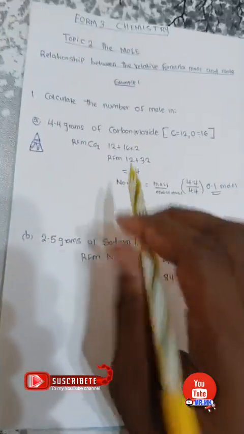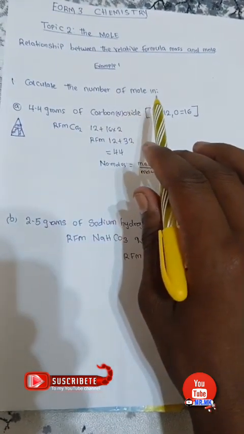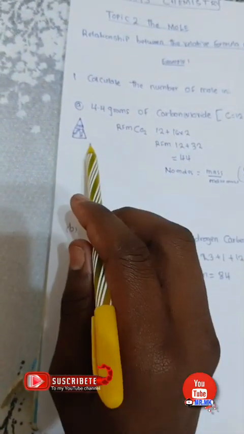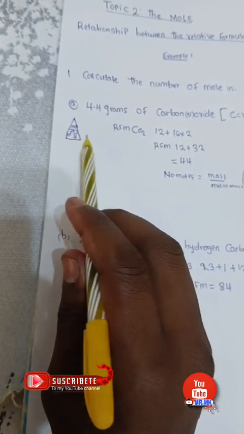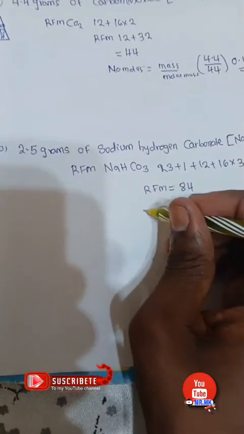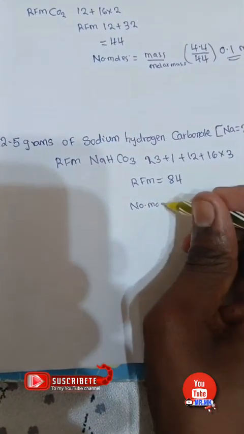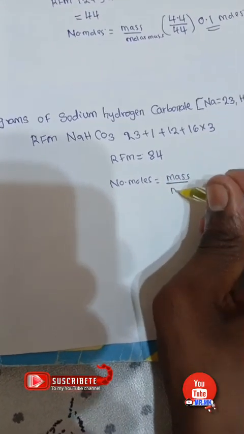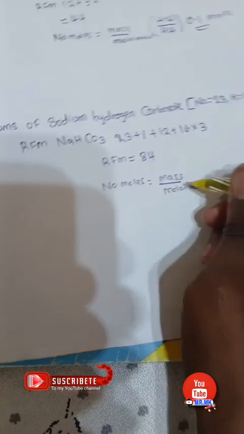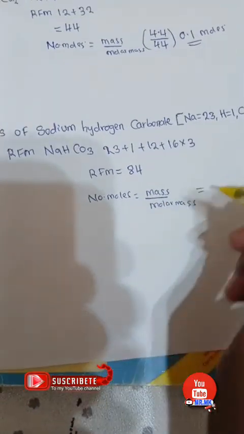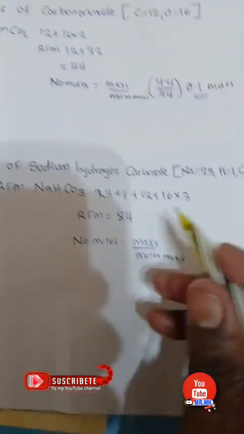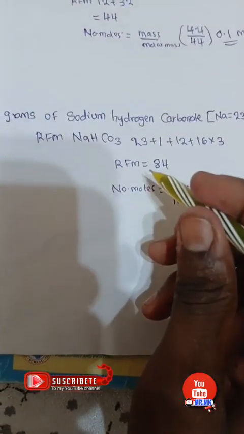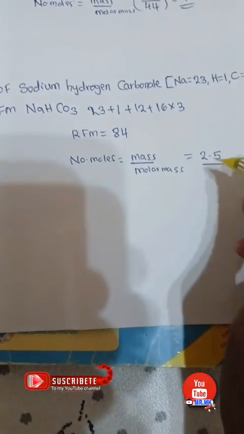The question says calculate the number of moles in sodium hydrogen carbonate. For you to get the number of moles, we have said the number of moles is equal to mass divided by the molar mass. Mass we have 2.5 grams, divided by molar mass, which is the same as relative formula mass, we have 84.